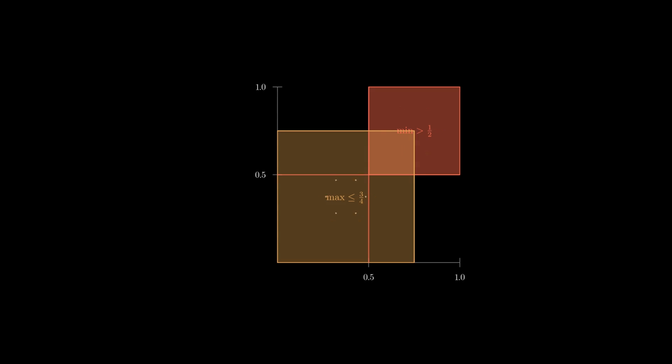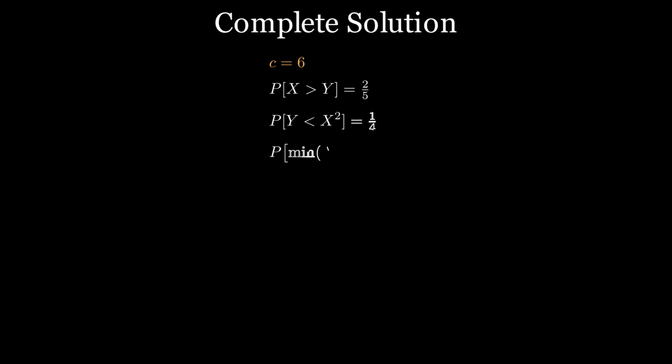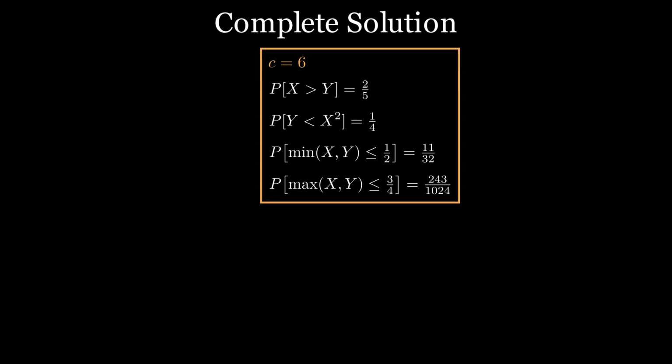The complete solution. c equals 6. P(X > Y) equals 2/5. P(Y < X squared) equals 1/4. P(min ≤ 1/2) equals 11/32. P(max ≤ 3/4) equals 243 over 1024.